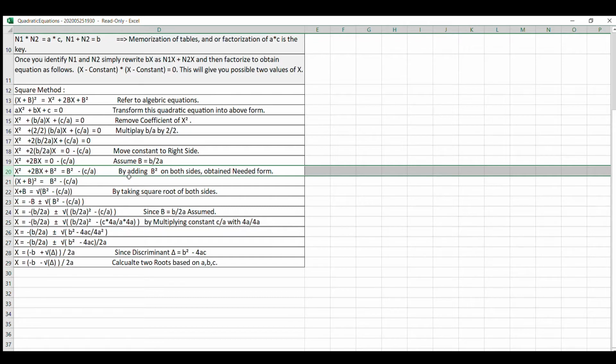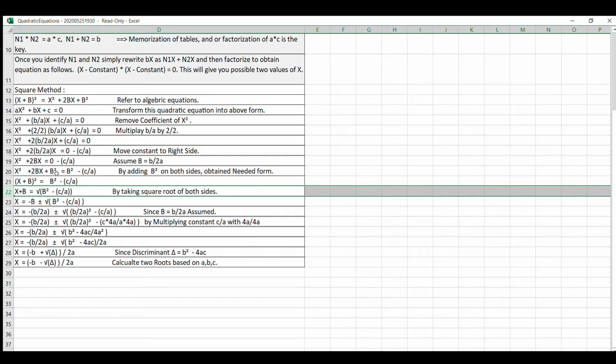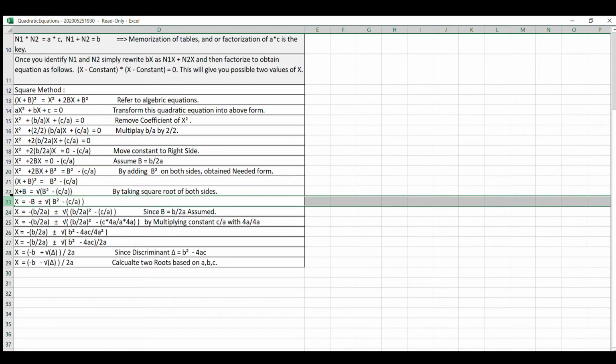Now if you take a square root of both the sides, you get square root of (x plus b) whole square is equal to x plus b. And square root of right hand side is square root of b square minus c by a. You are done. You got single x on left hand side. So now if you shift that plus b on the right hand side, look at line number 23, it reads x is equal to minus b plus or minus square root of b square minus c by a.